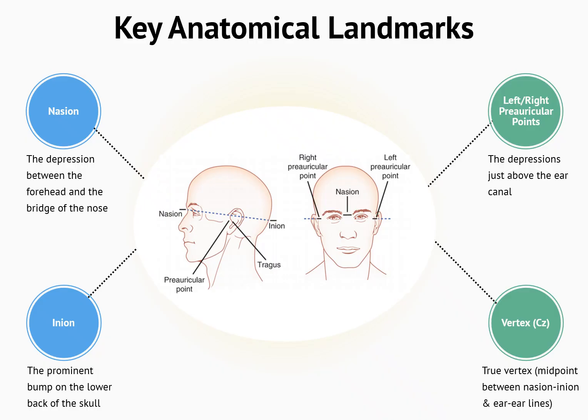Okay, so before measuring, we need to locate four key landmarks. We have the nasion, which is that dip between the forehead and the bridge of the nose. We have the inion, which is the bump at the lower back of the skull. And then we have the left and right preauricular points, which are just above each ear canal. I might interchange preauricular with ear-to-ear points, but it's the same thing. And then we have the vertex, or CZ, that's somewhere right here, and that's just the true midpoint between the front-to-back and ear-to-ear lines. These points form the foundation for all our electrode measurements.